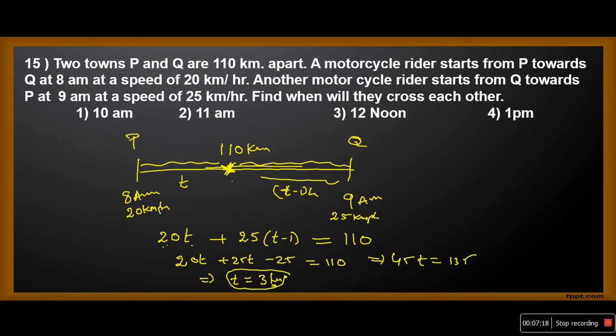Now observe the question carefully. T equals 3 hours from 8 am. So they will meet at 11 am. Is it clear?